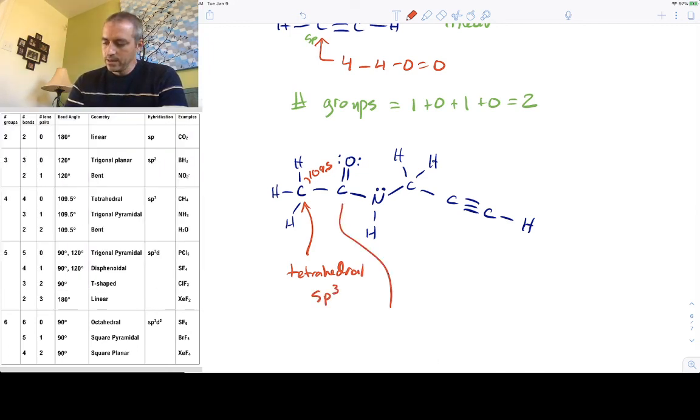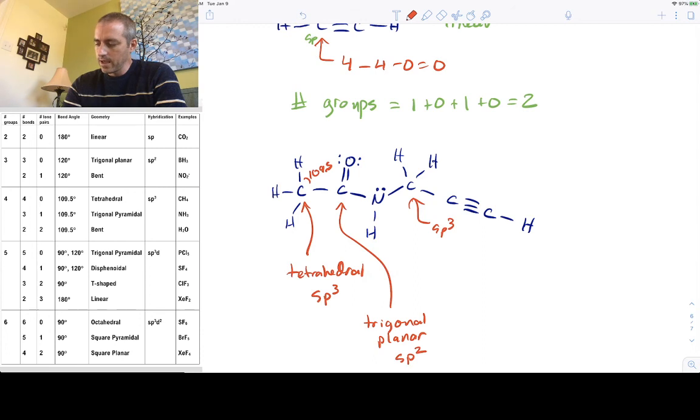This next one, it has 3 bonding groups, 2 singles and a double. So single, single, double counts as 3 groups. That means it's going to be trigonal planar. And the hybridization is sp2. This carbon is also sp3 and tetrahedral. That carbon is sp and linear, okay, with bond angles of 180 degrees.